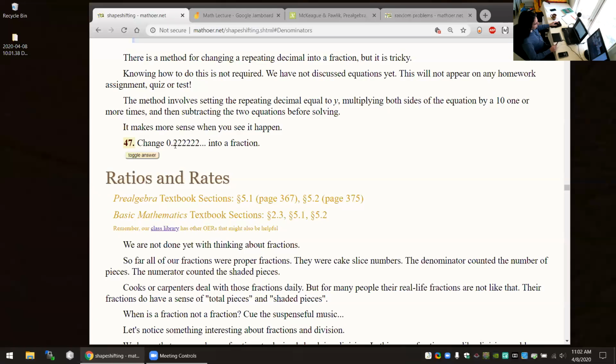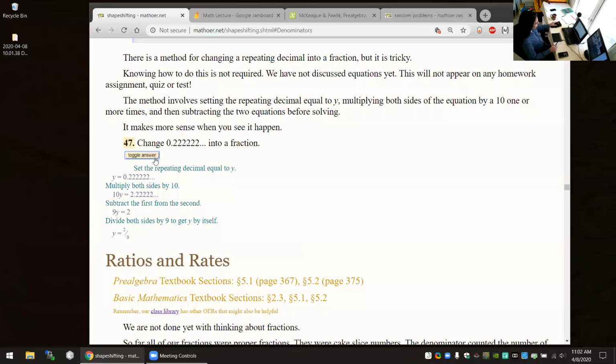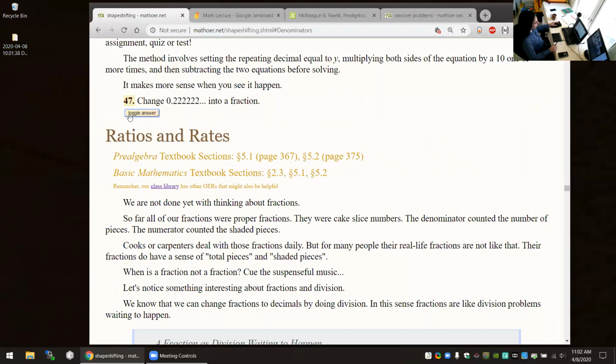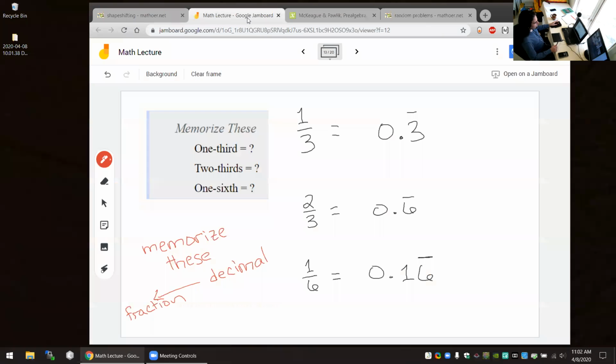There is a way to take a repeating decimal and make it a fraction, but it's sort of math 60 stuff. So I'm not going to show you that now. If you hit toggle answer, you can see what happens if you really care. That's something I would do in a study session if you want, but I don't want to take normal class time with it. Okay, questions about anything we've done so far?